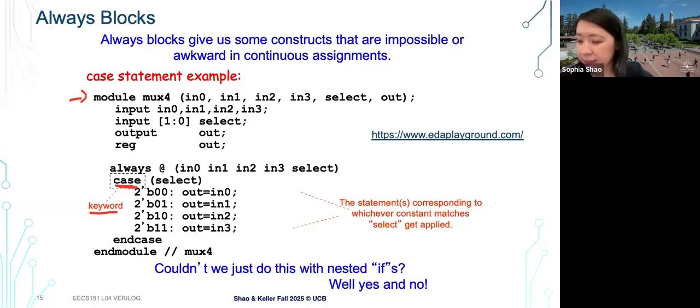In particular, you can use a case statement, which is very similar to a switch statement you will use in other programming languages. You can say I have different conditions. Based on my select signal, whether it's 0,0 or 0,1 or 1,0, I will pick a different output. This is still a 4-input mux. Based on the different selection signal, I pick a different input that's propagated to my output.